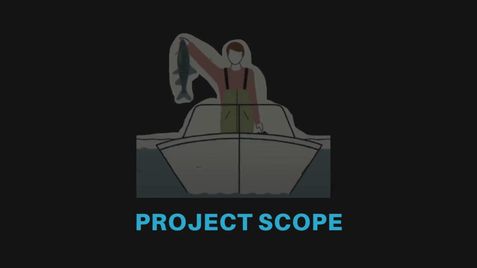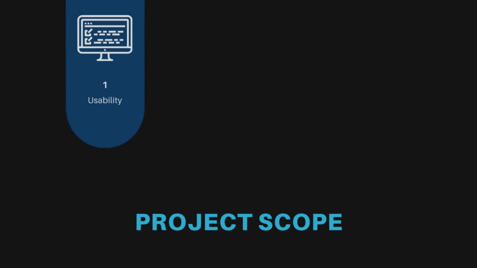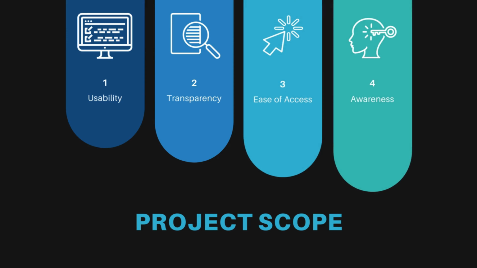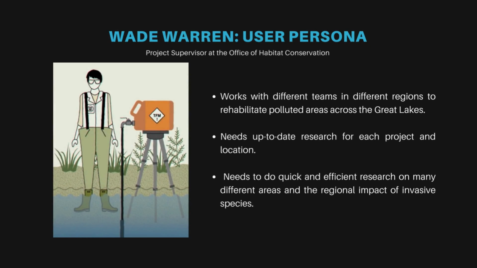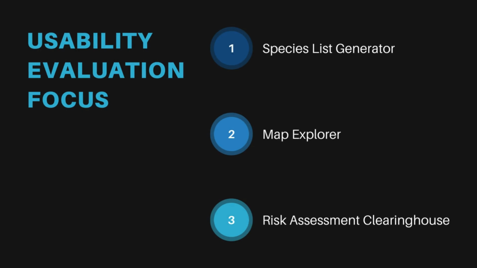However, there are potential changes that could increase ease of use for our client's target audience, Great Lakes resource managers. This project seeks to evaluate the usability, transparency, ease of access, and awareness of GLANSIS's features for that specific group. Researchers like Wade Warren, for example, need up-to-date information about invasive species and government regulations. Our assessment covered GLANSIS's three main features.